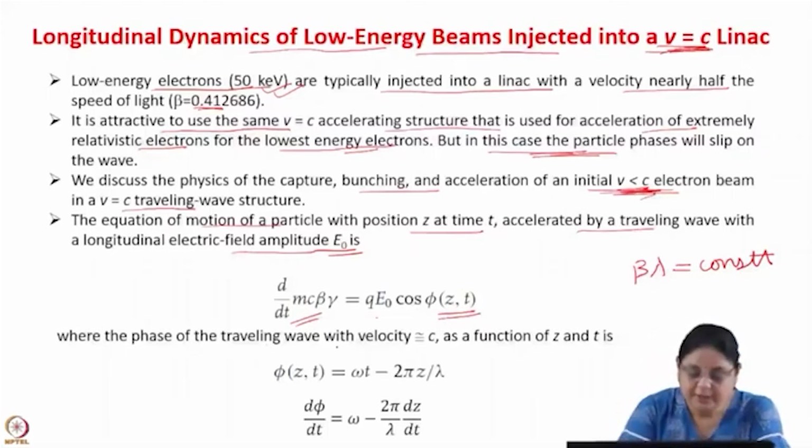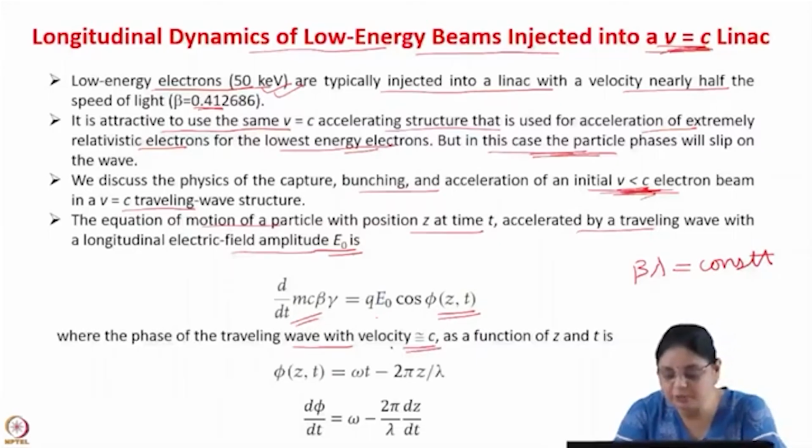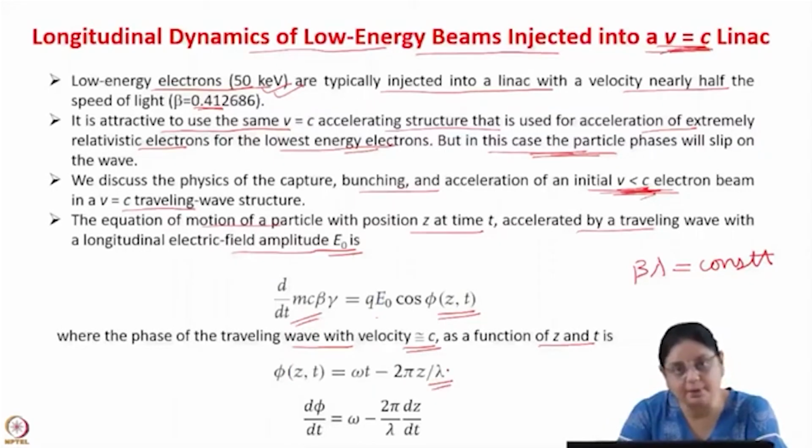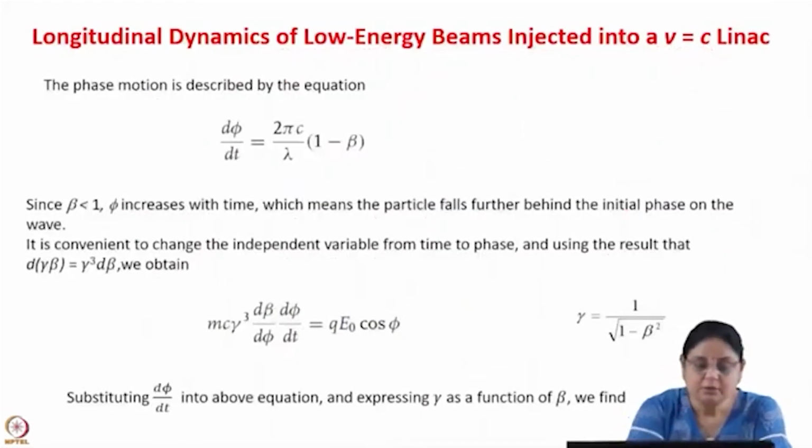Here phi is the phase of the travelling wave, with velocity approximately equal to c, as a function of z and t, and this phi can be written as omega t minus 2 pi z by lambda. So we can differentiate this. We get d phi by dt is equal to omega minus 2 pi by lambda dz by dt. So phase motion is described by this equation.